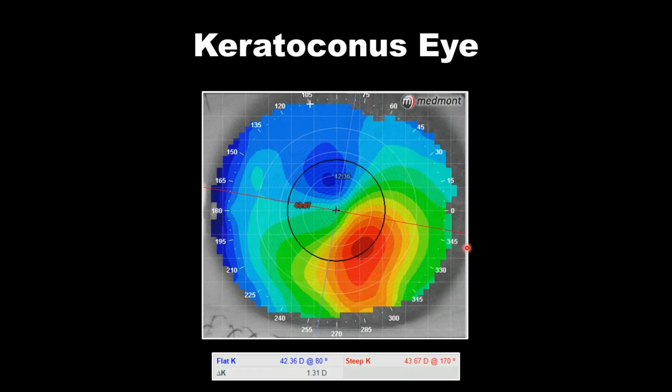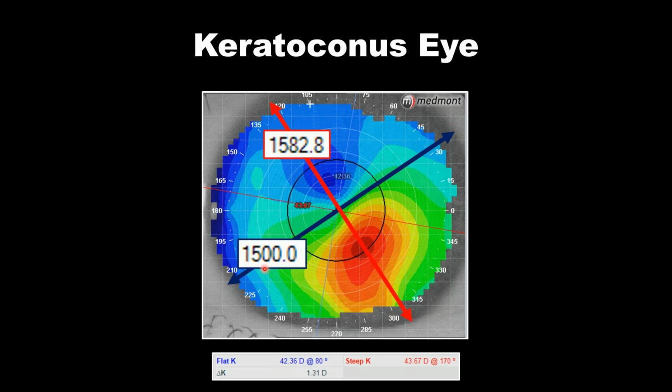What about this eye? How do you use sagittal depth to understand this cornea? This is where things get really interesting. If we were to measure what appears to be the flattest axis of the eye, or we'll cut across this cornea to avoid hitting the cone, we're finding a sagittal depth of 1500 microns. When we go to the steepest axis, we're finding a 1582 micron height. When we go to this axis, 1549, and this axis, 1520.